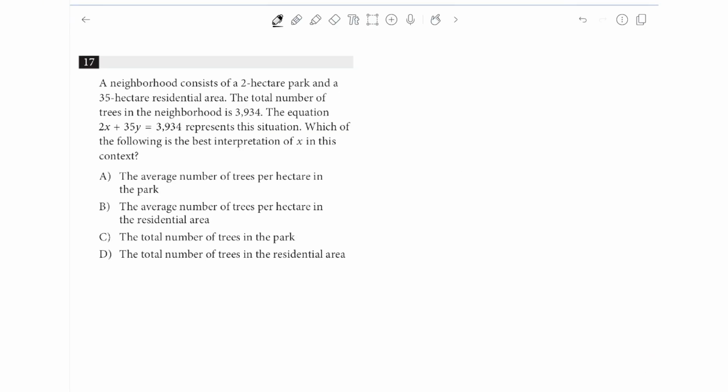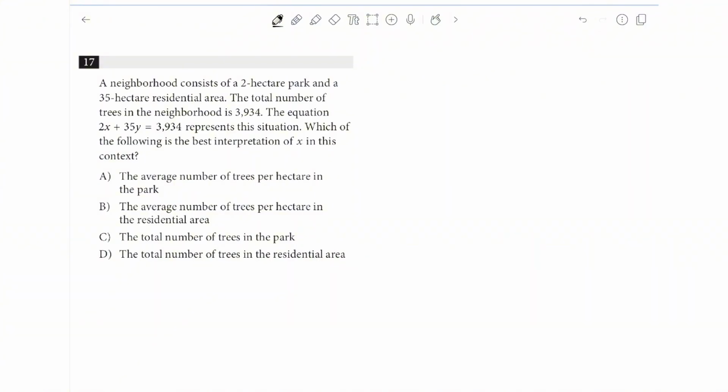Question number 17 says a neighborhood consists of a 2-hectare park and a 35-hectare residential area. The total number of trees in the neighborhood is 3,934. The equation 2x plus 35y equals 3,934 represents the situation. Which of the following could be the best interpretation of x in this context?